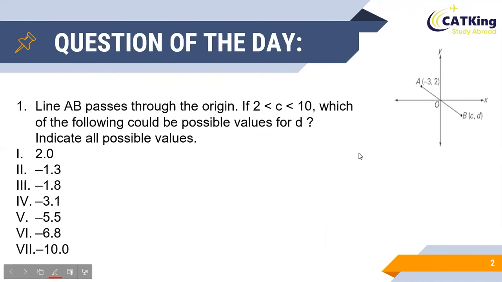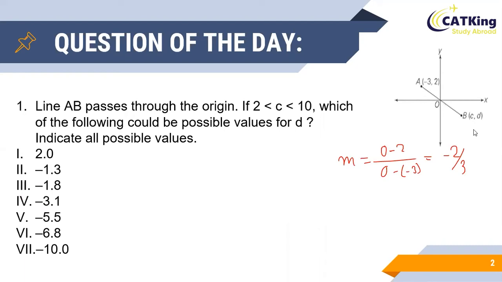So you can see from the figure that AB passes through the origin. Hence, the slope of line AB can be represented as 0 minus 2 divided by 0 minus of minus 3, which when simplified gives us minus 2 by 3. Hence, line AB can be represented as y equals minus 2x by 3.